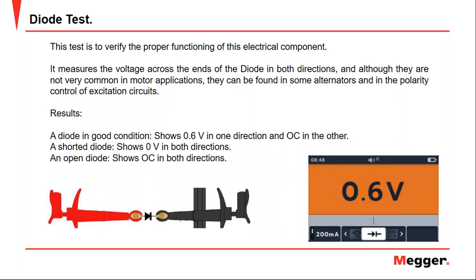Diodes are not very common in motor applications. They can be found in some alternators and in the polarity control of excitation circuits. But it's good to have the ability to measure this electric equipment.